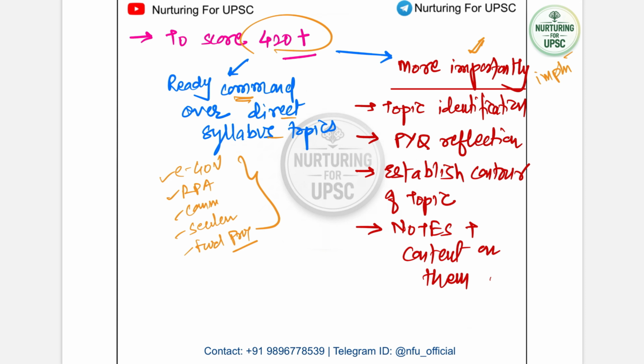In those topics, the focus must be, firstly, on topic identification, and secondly, on going through what PYQ reflections are there. These two things would ensure that you have established the contours of the topic. Once we know the blueprint, what the questions are, what content we need to develop and what the structure should be, then we can develop notes and content for them.